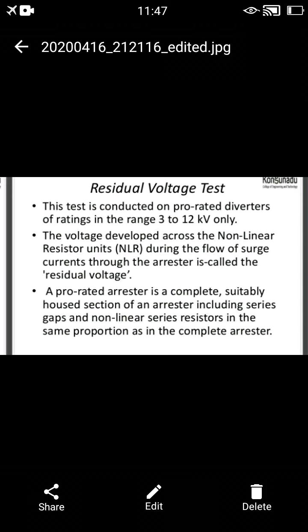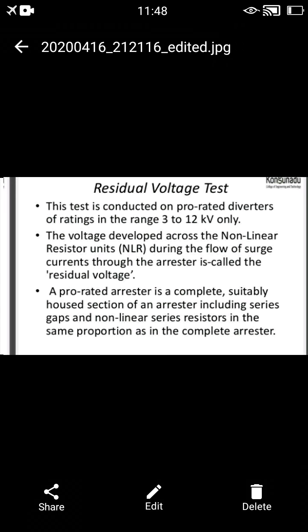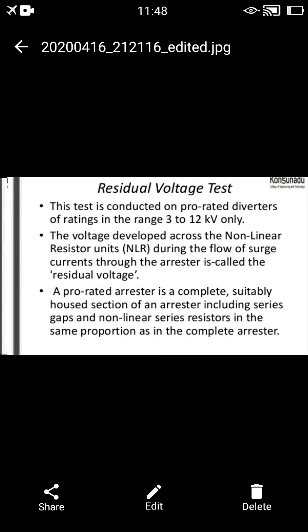The voltage developed across the nonlinear resistor units (NLR) during the flow of surge currents through the arrestor is called residual voltage. So residual voltage is the voltage which will be produced or which will flow from the nonlinear resistor. A prorated arrestor is a complete, suitably chosen section of arrestor including series gaps and nonlinear series resistors in the same proportion as in the complete arrestor.